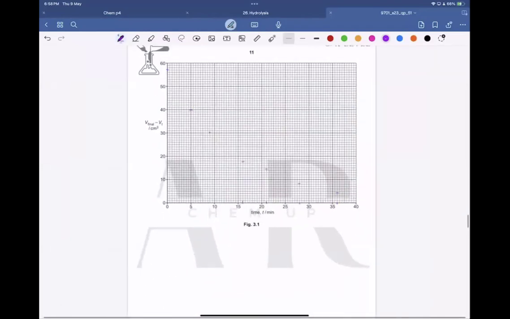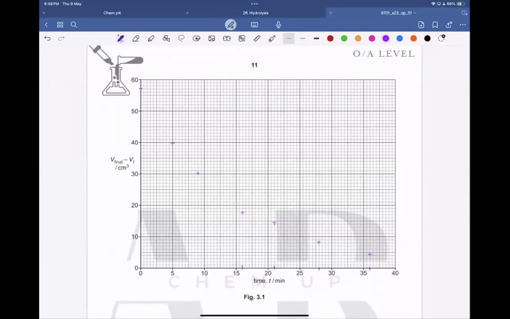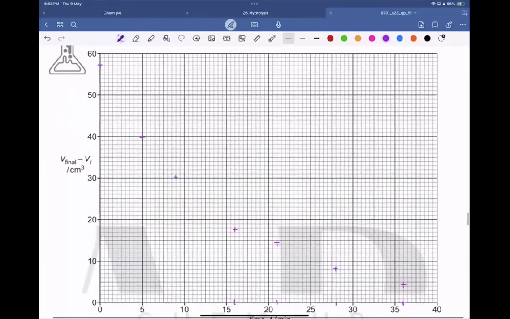Okay. So if I try to draw the curved best fit, one.